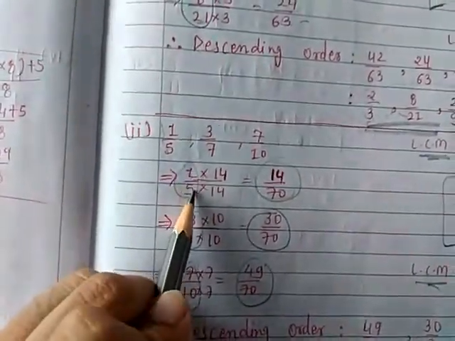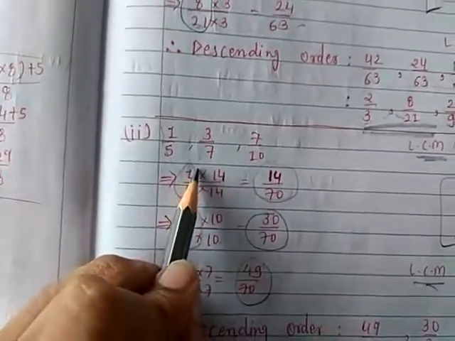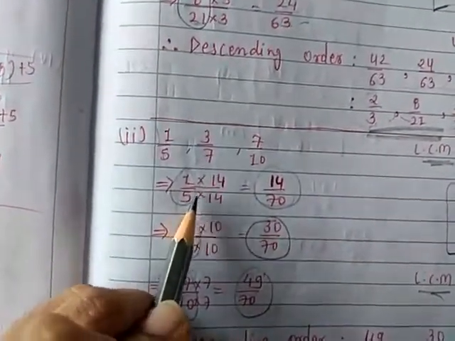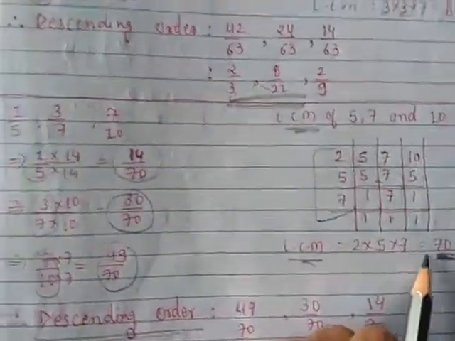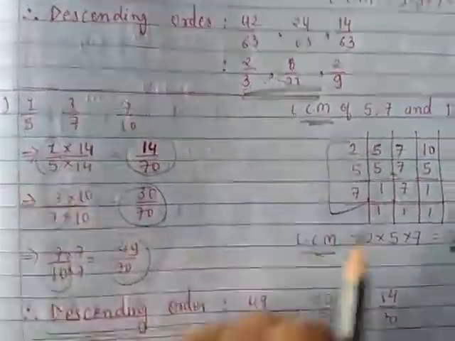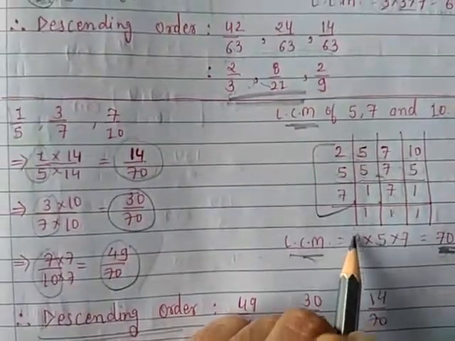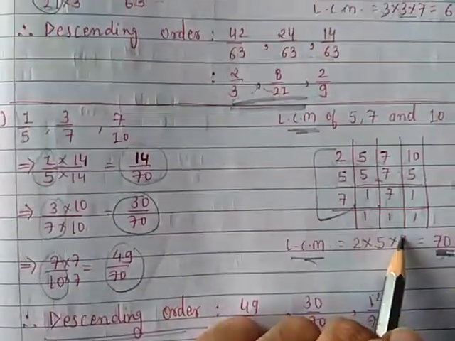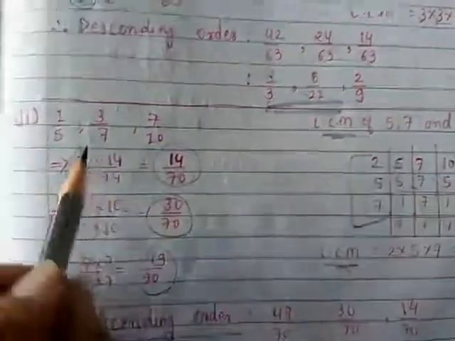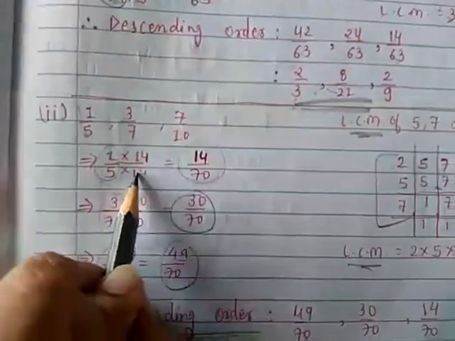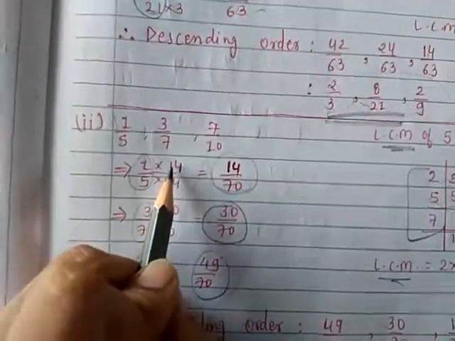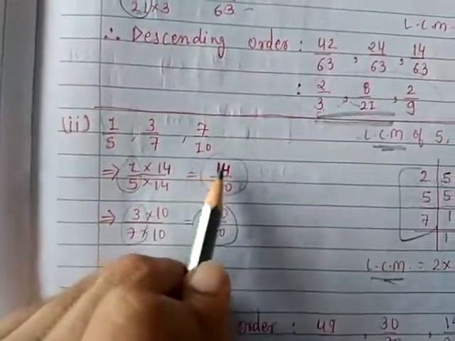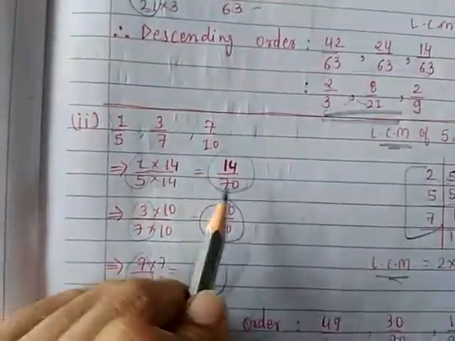So right here, 1 upon 5. Okay, now see, 5 into which number to get 70? 70 is our LCM. Okay, so see, 5 is there. So by which number? Which number is remaining? 2 and 7. So 2 7s are 14. So we write here 14. Again, the same effect we give in the numerator. So 1 into 14 is equal to 14 and 5 into 14 is equal to 70.